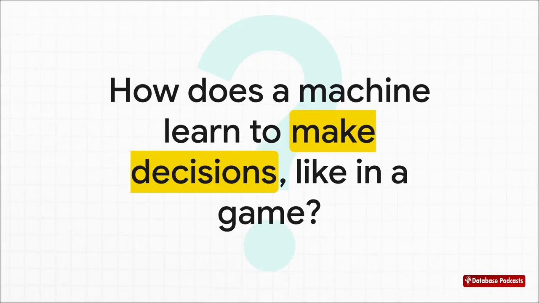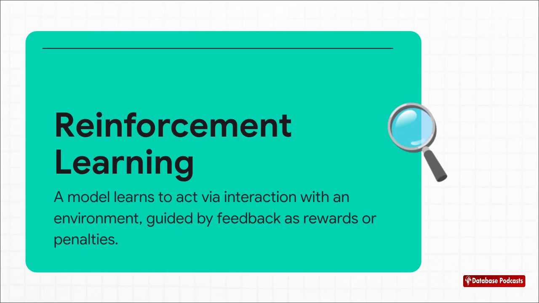Yeah, the first two methods are really about looking at a pile of data and understanding it. But what about situations that change, that are dynamic? How does a self-driving car learn to navigate traffic, or an AI learn to become a grandmaster at chess? That requires a totally different way of learning. Well, that's where reinforcement learning comes in.